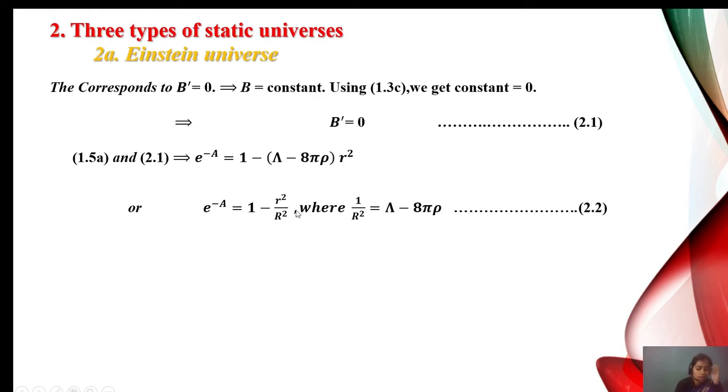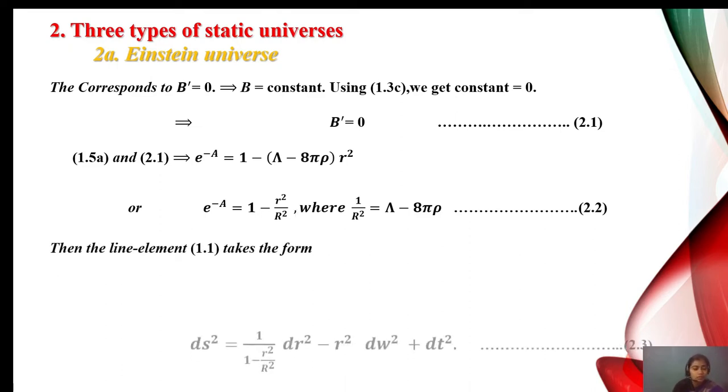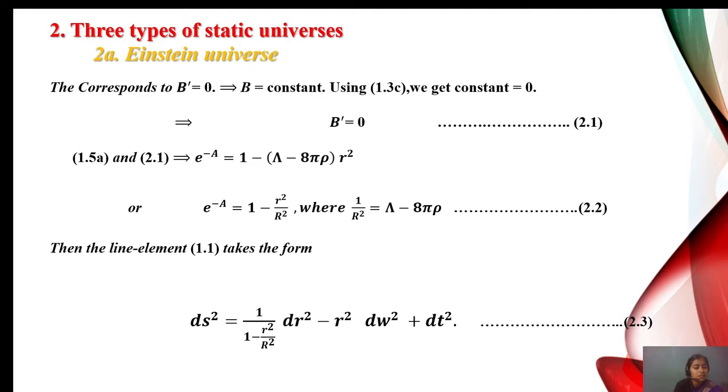Then the line element takes the form dA square equals 1 upon 1 minus r square upon capital R square, dr square, minus r square dw square plus dt square, in this form. This equation is called the Einstein universe equation, and R is used as a radius. This will be the Einstein universe equation.